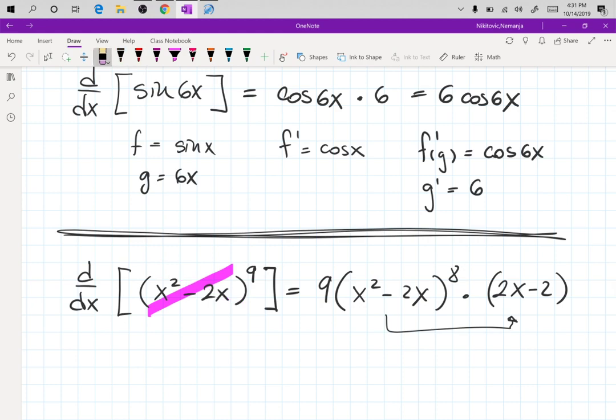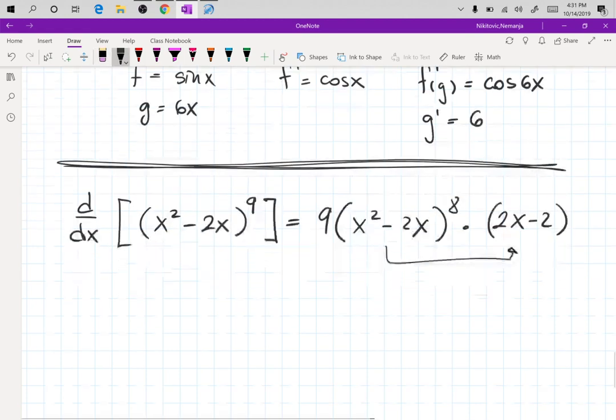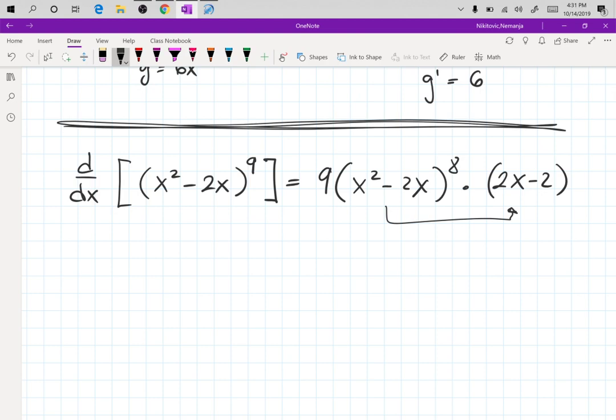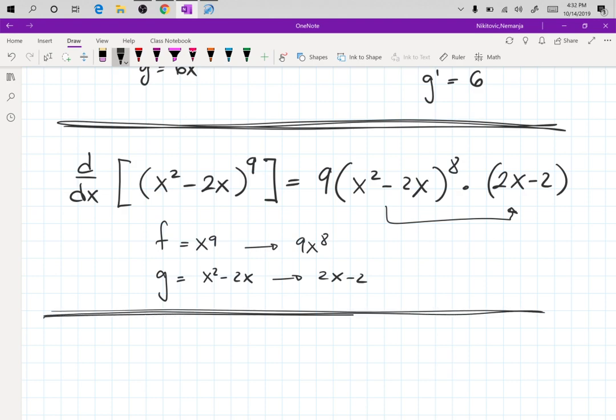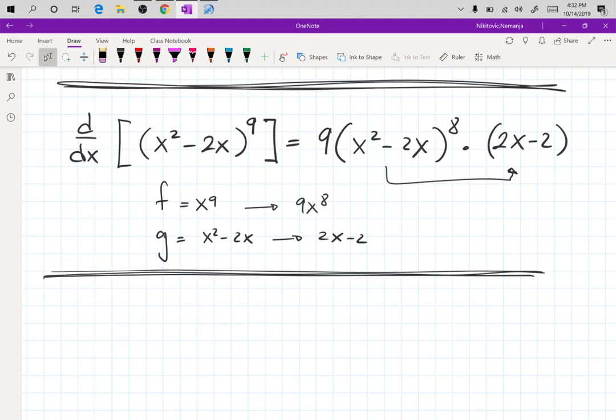So that's the way the chain rule works. If you want to write the details, sure, that's x to the 9, which will go into 9x to the 8, which we can see up there. And then g is x squared minus 2x, which goes into 2x minus 2. Next, the derivative of the square root of x squared plus 3x plus 1.